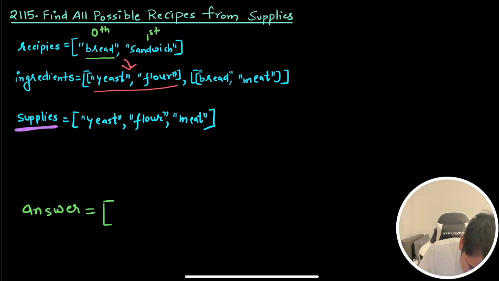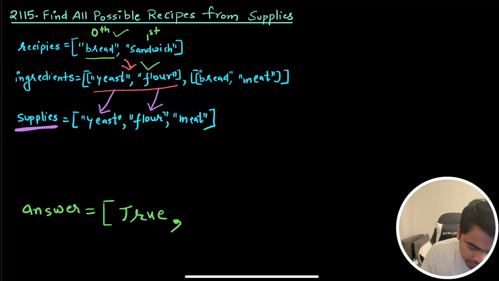So yeast, yes, it is present. Is flour present? Yes, flour is also present. So that means you have all the ingredients for the 0th recipe, which is bread. So you can create bread. So that's why you're going to mark your answer true for bread.